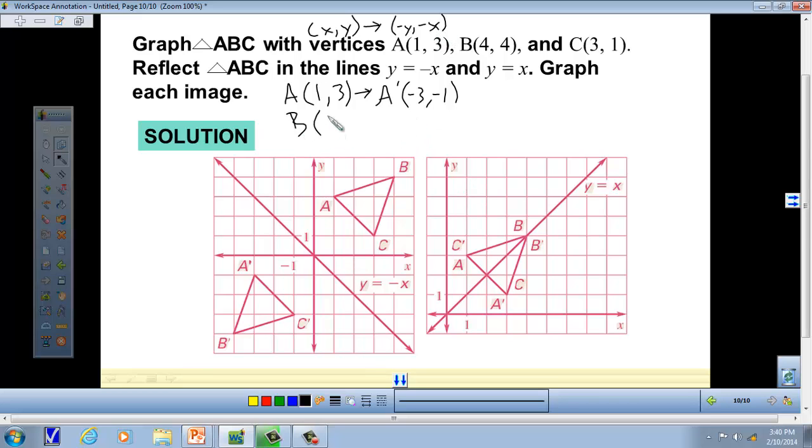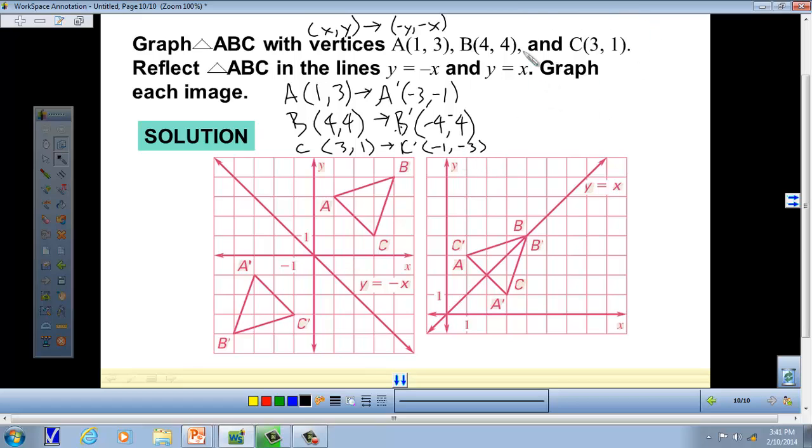B, which is at 4, 4, becomes B prime, which is negative 4, negative 4. And C, which was 3, 1, becomes C prime at negative 1, negative 3.